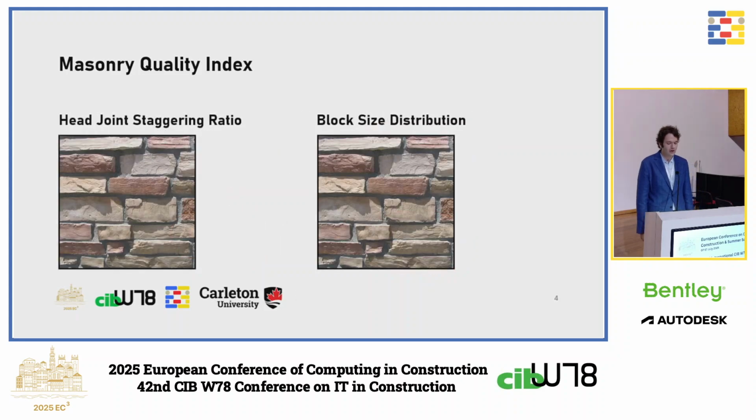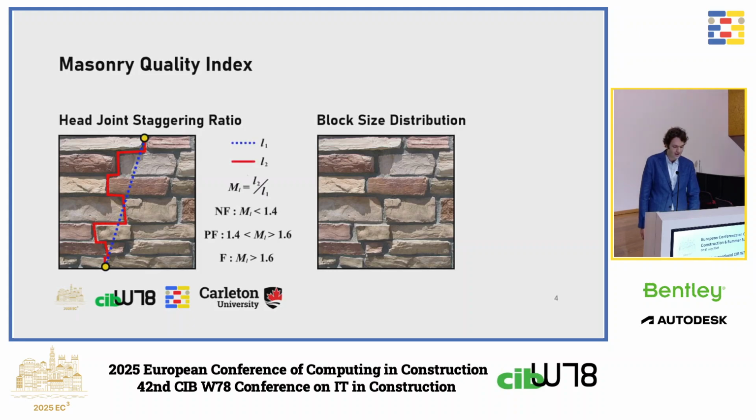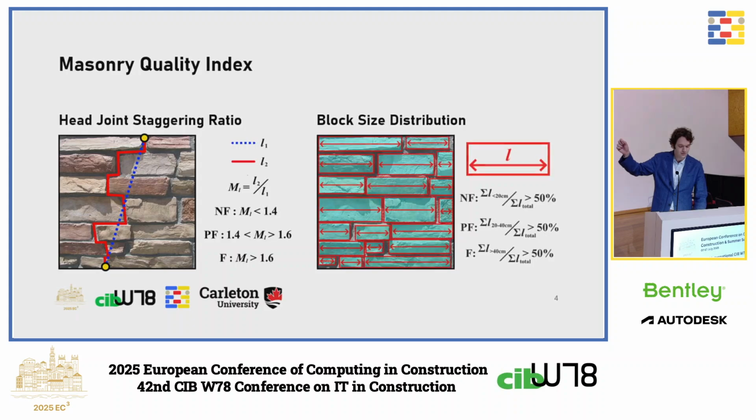So the head joint staggering ratio quantifies the extent of the interlocking of the bricks. This is determined quantitatively by tracing the shortest path from the highest to lowest mortar head joints and dividing it by the distance between the start and end points of the path. And on the other hand, the block size distribution quantifies the largest dimensions of each brick. And the results obtained from both calculations are used to determine whether their respective parameters are not fulfilled, partially fulfilled, or fulfilled, depending on the ranges that they fall under.